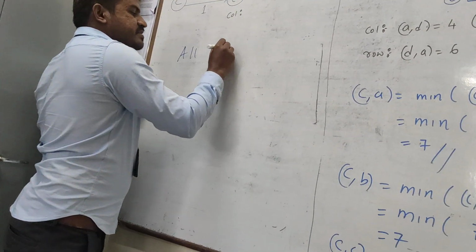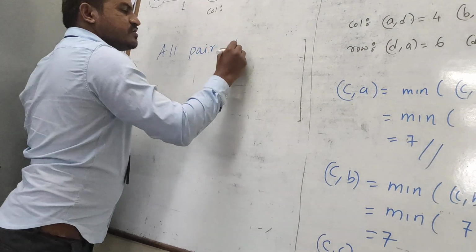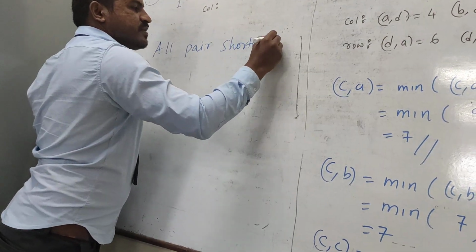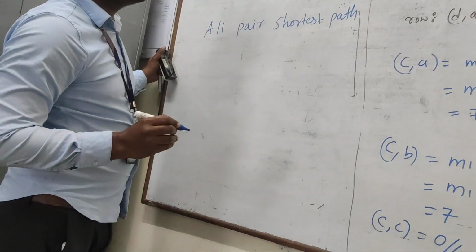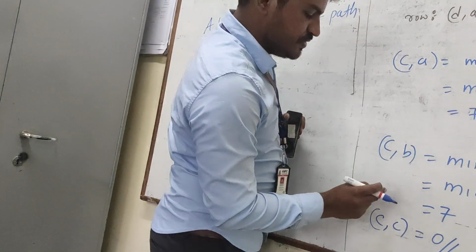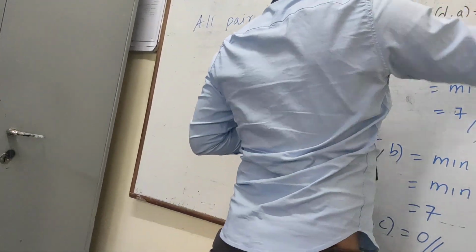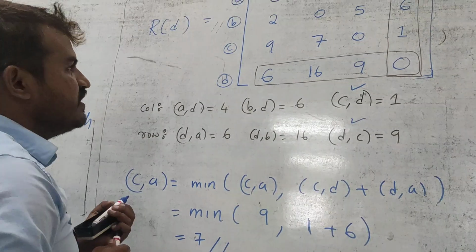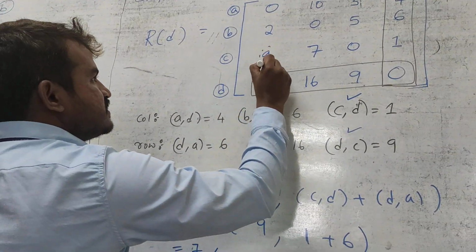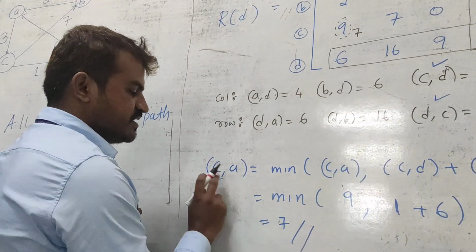All pairs shortest path. 7 should be updated for C to A. Yeah, I forgot to replace. Please rectify that one. You have to replace C to A with 7.